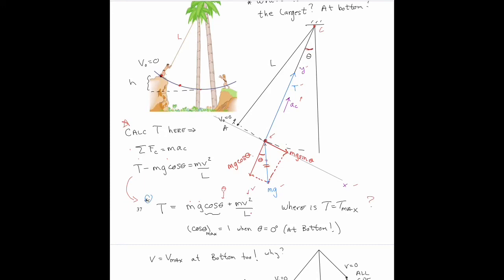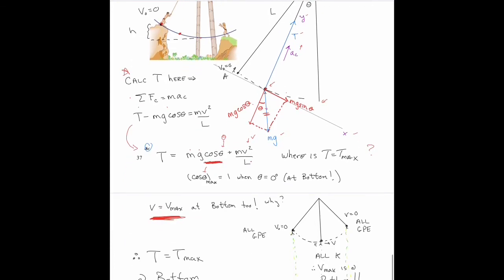Well, the biggest that cosine theta gets is 1. That's the biggest when theta is 0 degrees. Cosine 0 is 1, so that's at the bottom, when he's at the very bottom here. So that makes cosine theta the biggest. Well, where is the speed the biggest? As it turns out, the speed is the biggest also at the bottom.